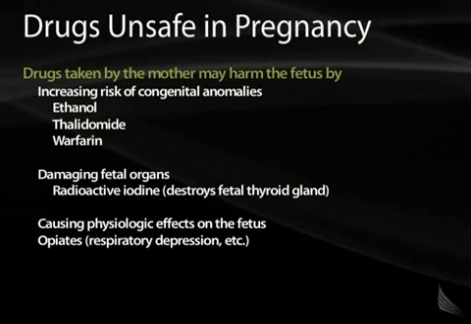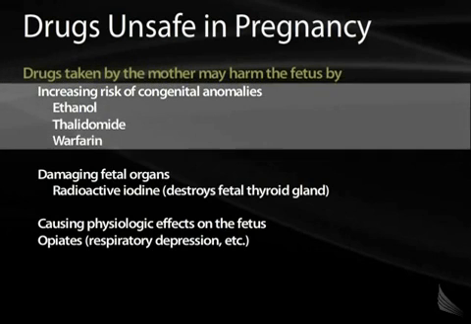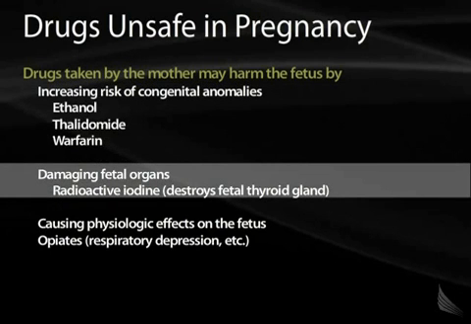Let's talk for a second about drugs that are unsafe in pregnancy. Remember that drugs taken by the mother can harm the fetus, and these would be called teratogens. Many medications can cause a risk of congenital anomalies, especially ethanol, thalidomide, and warfarin are the classics. They can damage fetal organs. For example, radioactive iodine has been known to destroy the fetal thyroid gland.